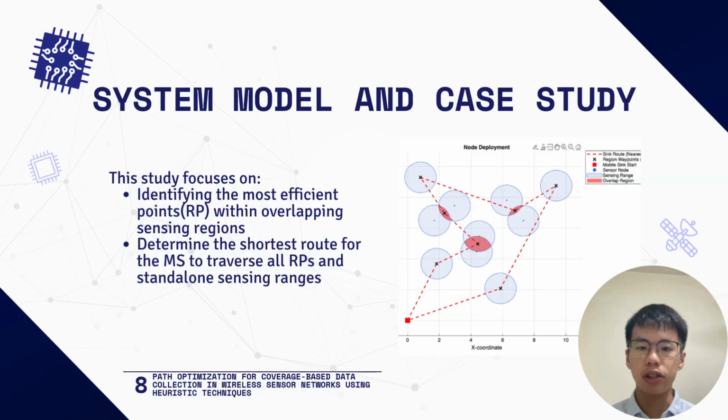This study focused on identifying the most efficient points, which are the rendezvous points within overlapping sensing regions, and also determining the shortest route for the mobile sink to traverse all rendezvous points and standalone sensing ranges. From the diagram behind, we can see the overlapping region in red color and the route in red dotted line.